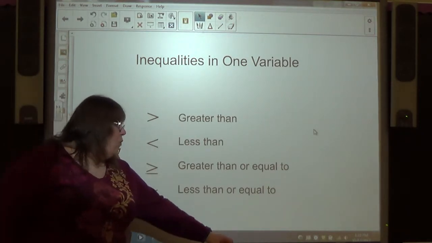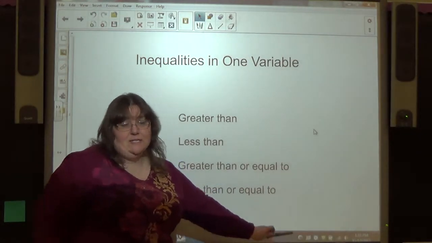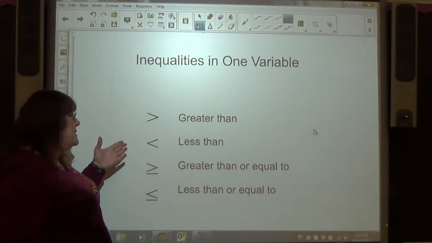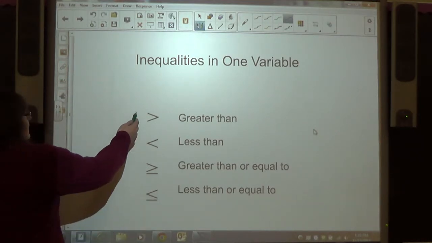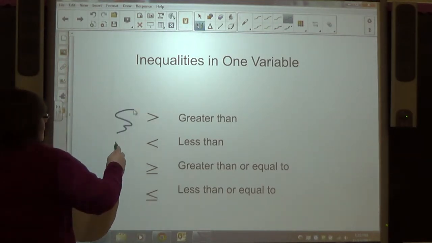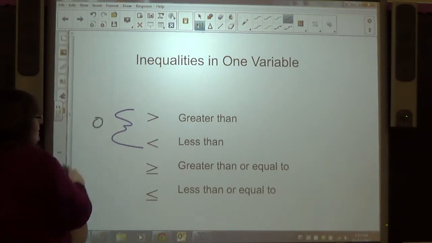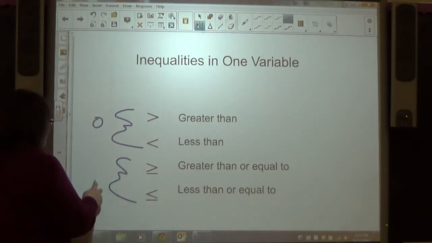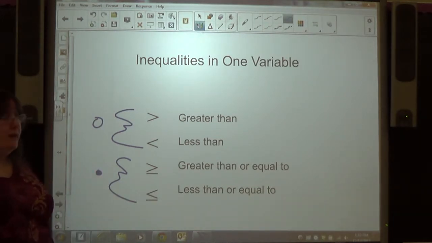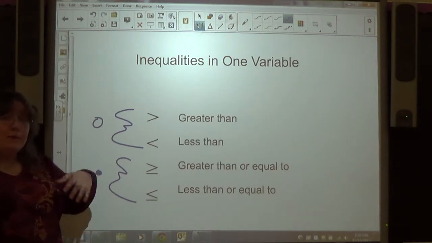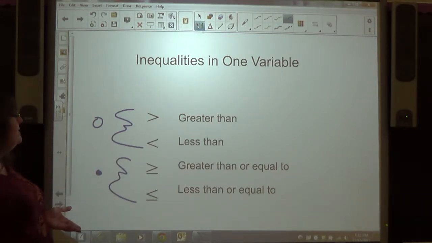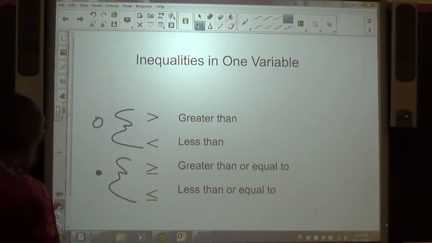Okay? Now when we are graphing these on a number line, we have symbols that we use to represent these. When it comes to greater than or less than, we use an open circle. When it comes to greater than or equal to or less than or equal to, we use a dot. And to represent the numerical solution, we use arrows. So we're going to see that. Here we go.